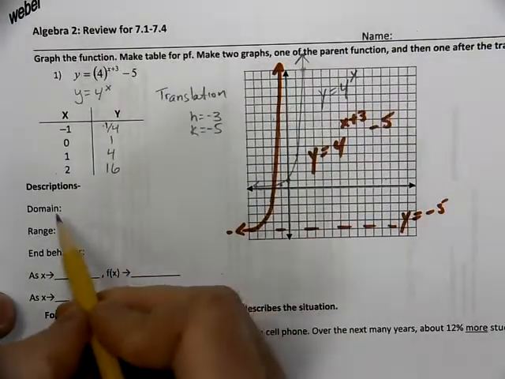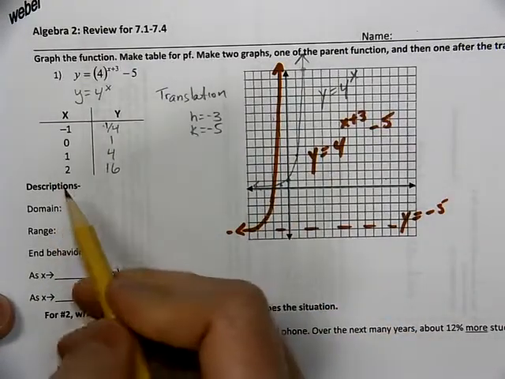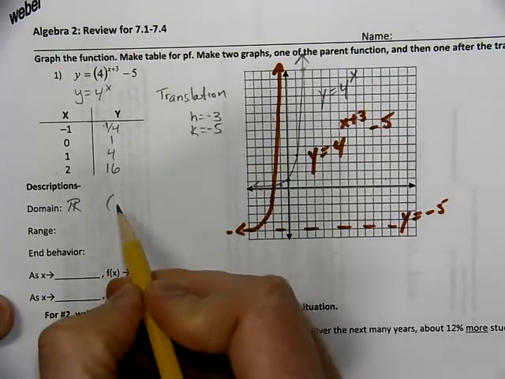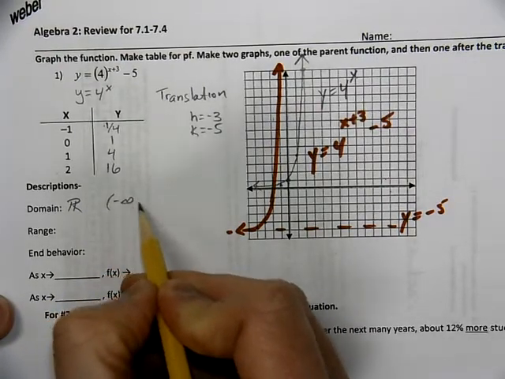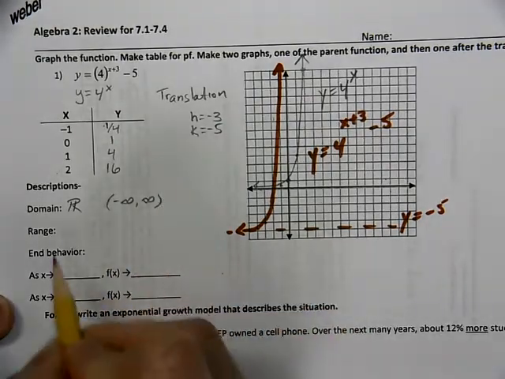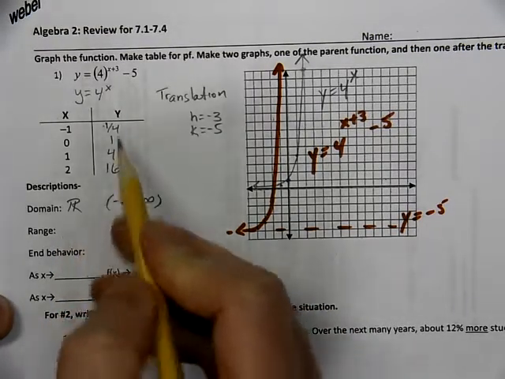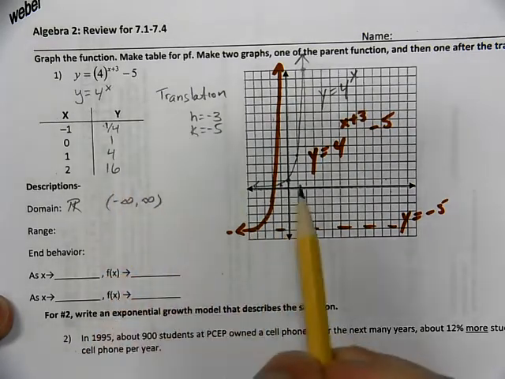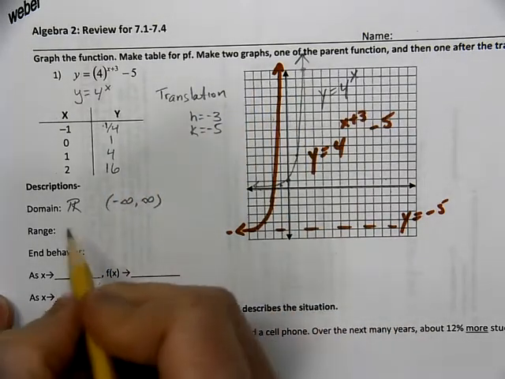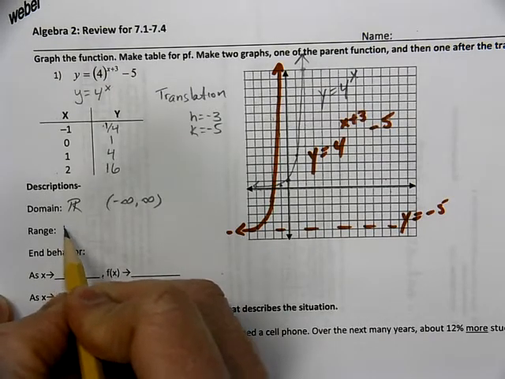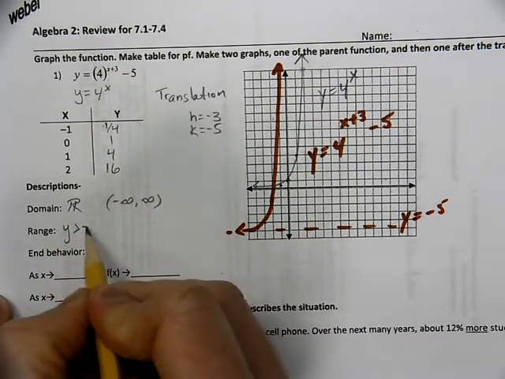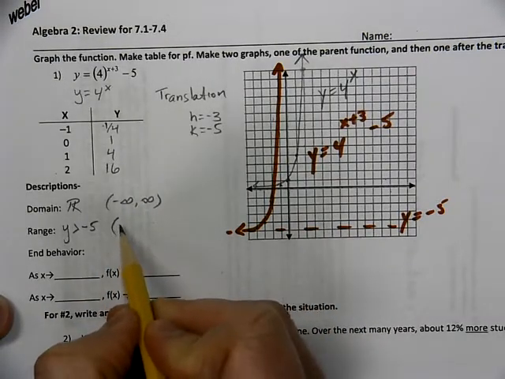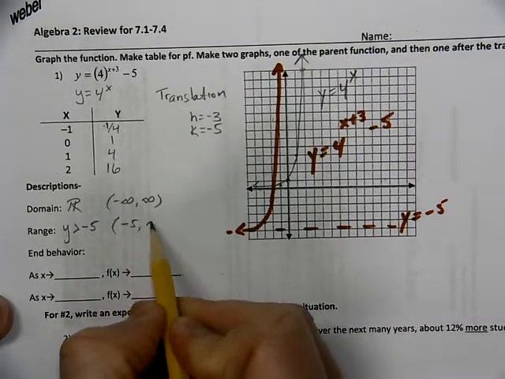The domain, what x values could I possibly plug in for it, would be all real numbers. For interval notation, that would be -infinity to +infinity. The range, what values of y could I get? My values of y after the translation would be greater than -5, which in this case would be -5 to infinity.